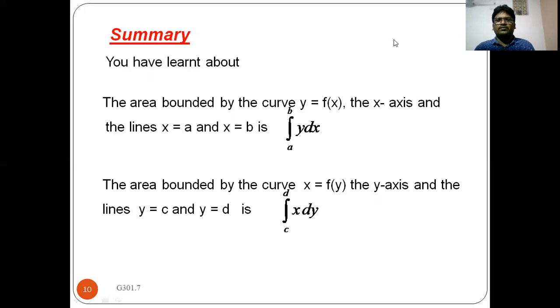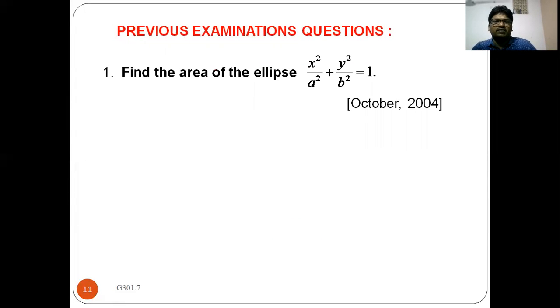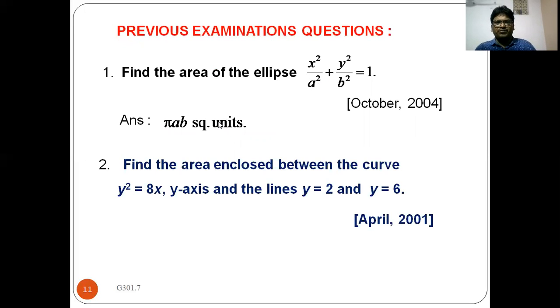Okay, next. Some problems you will see in previous examinations. Find the area of the ellipse x square by a square plus y square by b square is equal to 1. It came in the October 2004 paper, and you will also get it in other examinations. The answer is pi a b square units. We will solve this one and you will get the required solution.